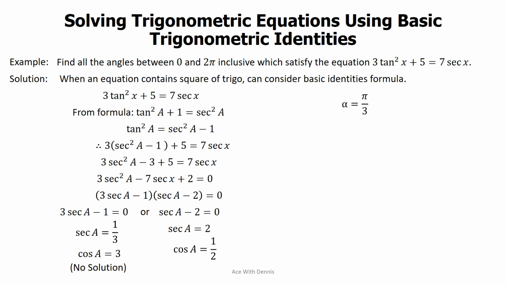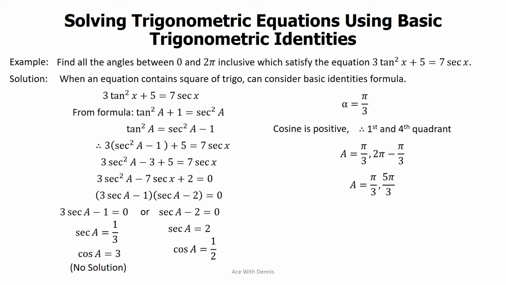Now we move on to the second equation, cosine a equals half. The basic angle is pi over 3. Cosine is positive, therefore it is in the first and the fourth quadrant. Therefore, a will be pi over 3, 2 pi minus pi over 3. And we get the answer for a is pi over 3 and 5 pi over 3.